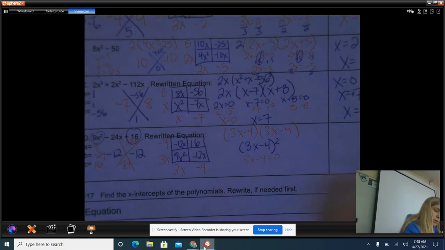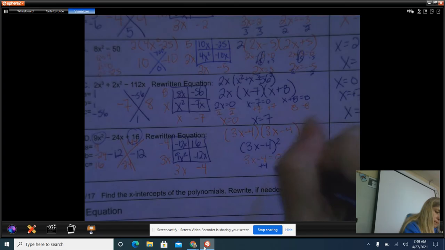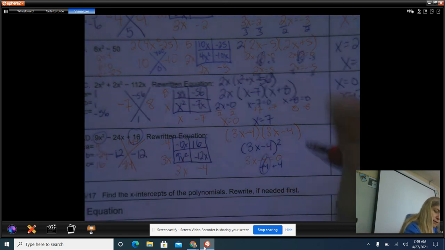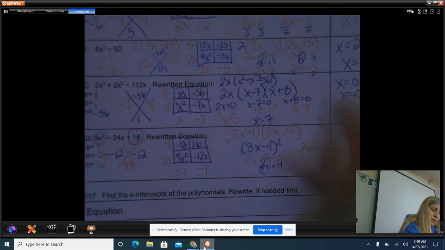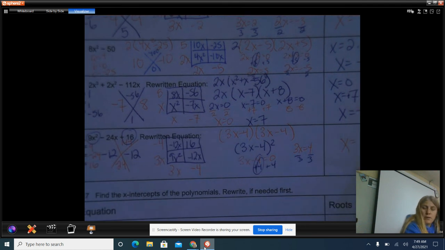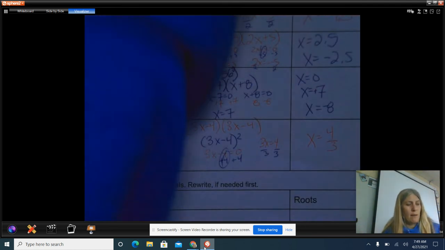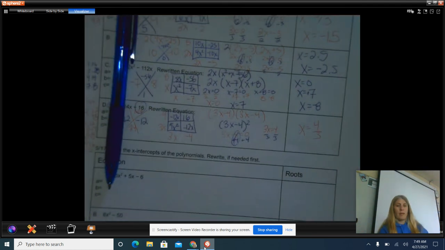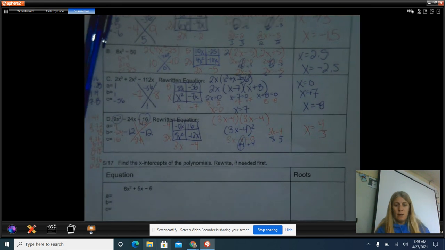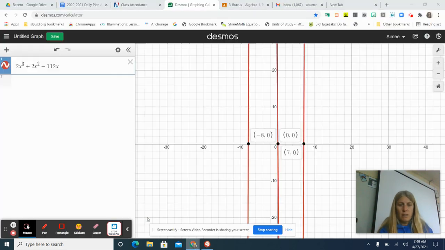So we're just going to set our one number equal to 0. We're going to add 4 to both sides, and we are going to get 3x is equal to 4, divide both sides by 3, and our x is equal to 4/3, which of course is the same as 1 1/3 or 1.333. Let's go ahead and take a look at that one to verify.